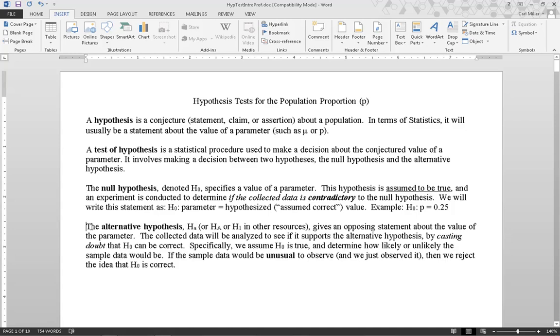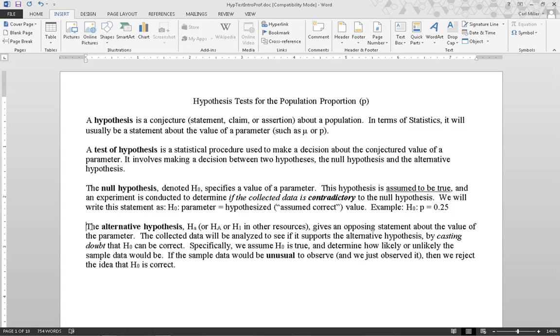The alternative hypothesis, which we write as H sub a, usually we will write it as H with a lowercase a as a subscript, but other resources might have a capital A as a subscript, or instead of using the a, they may write a 1 as the subscript. This just gives an opposing statement about the value of the parameter. The collected data will be analyzed to see if it supports this alternative hypothesis by casting doubt that the null hypothesis H sub 0 can be correct.